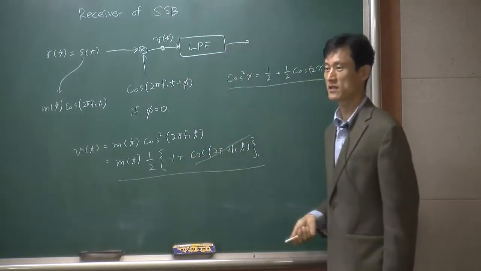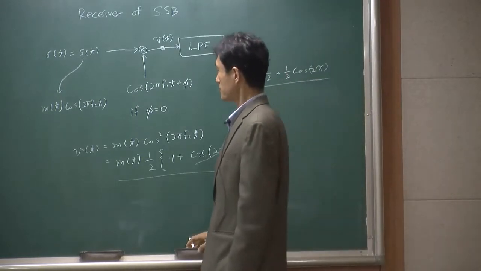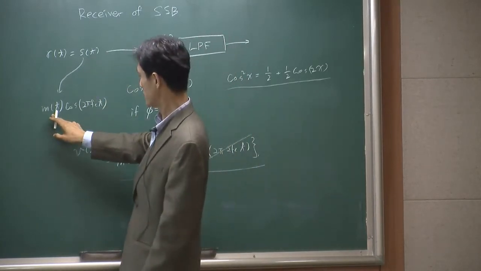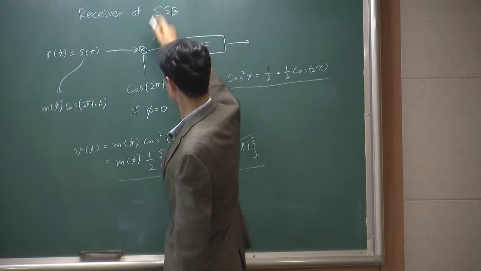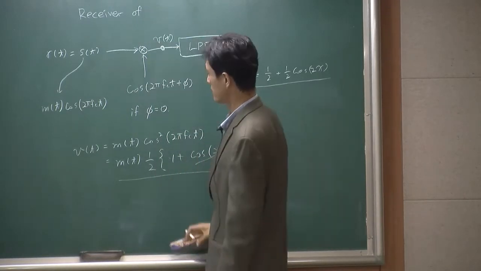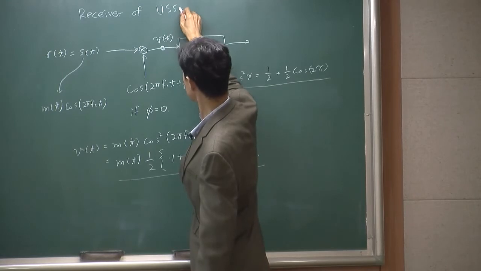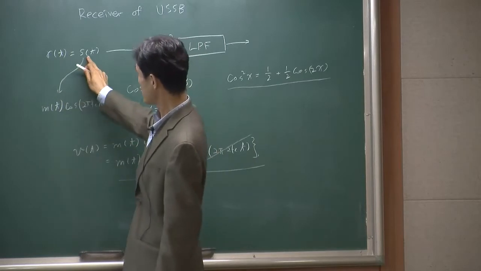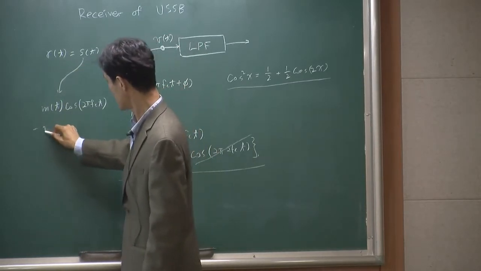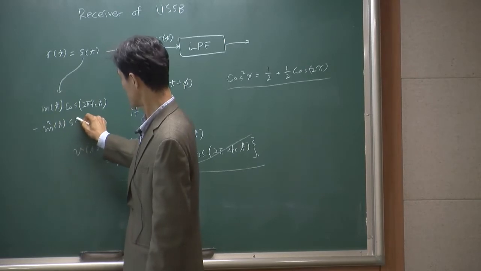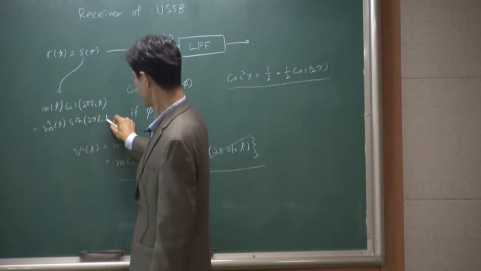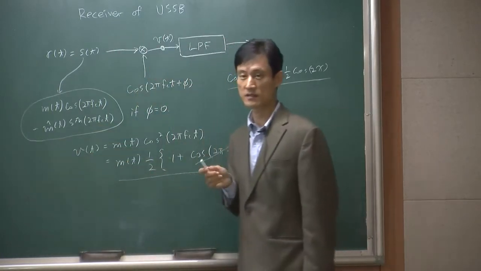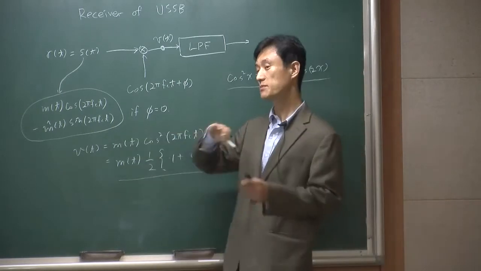Now we want to discuss SSB. In SSB, what is transmitted is the SSB signal. Let's think about the upper sideband. Actually, the lower sideband is the same, but let's think about the upper sideband first. In the upper sideband, the S(t) looks like this: m(t) cosine minus m hat(t) sine. This is your upper sideband signal in time domain. That's what is transmitted over the air.